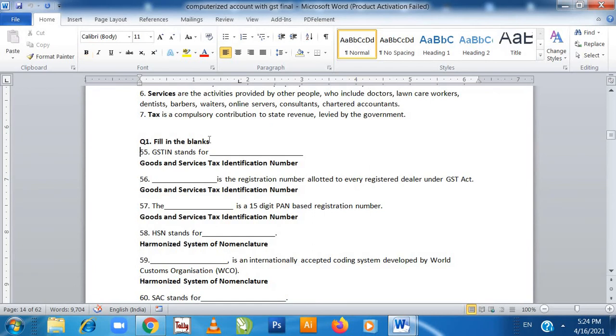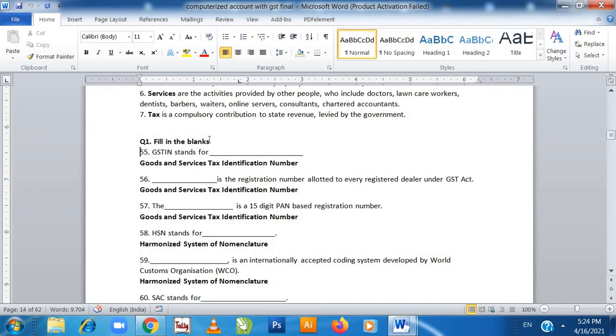Here is the fill in the blank. GST stands for goods and service tax identification number. Dash is the registration number allotted to every registered dealer under the GST Act, that is goods and service tax identification number. The dash is a 15-digit PAN based registration number. Answer is goods and service tax identification number.